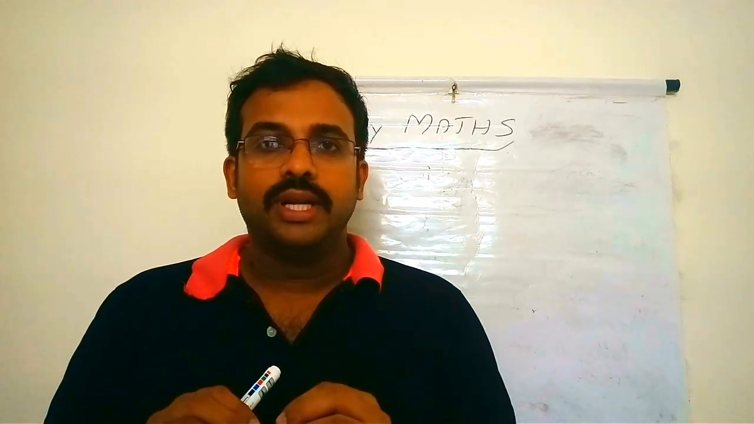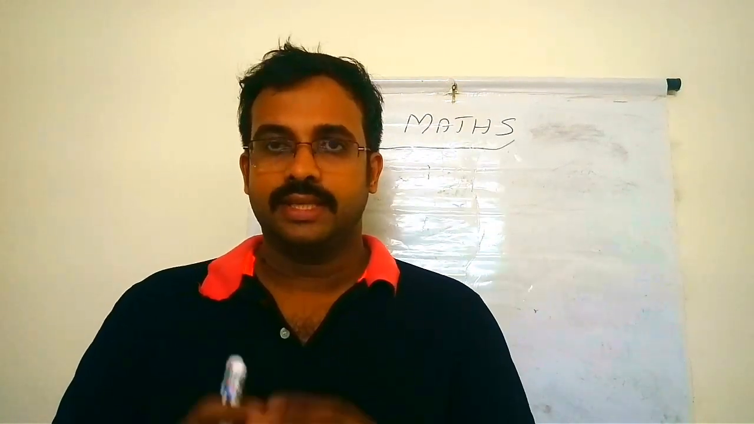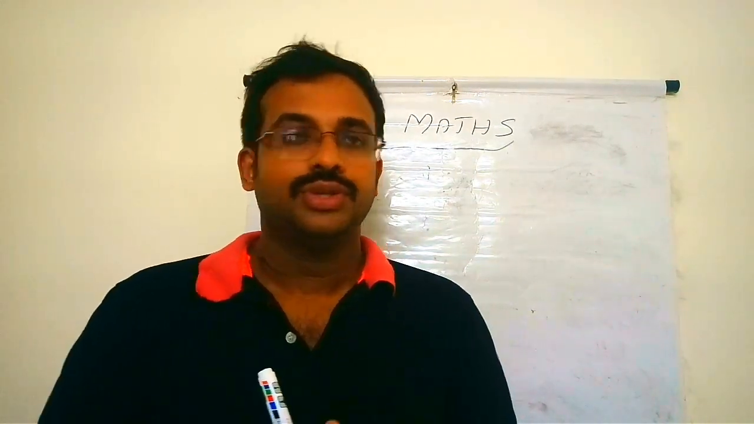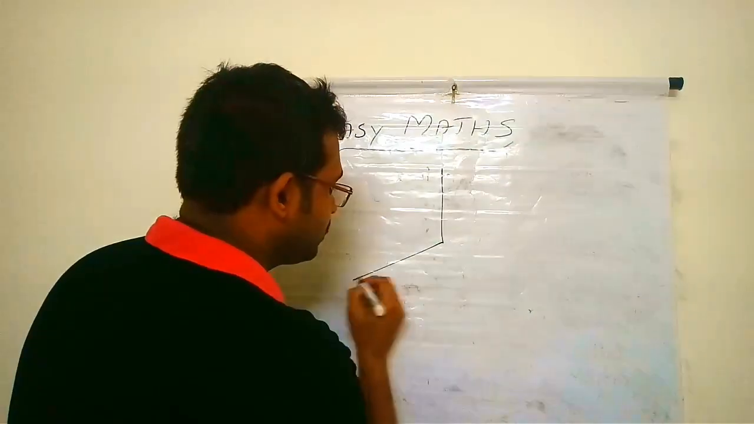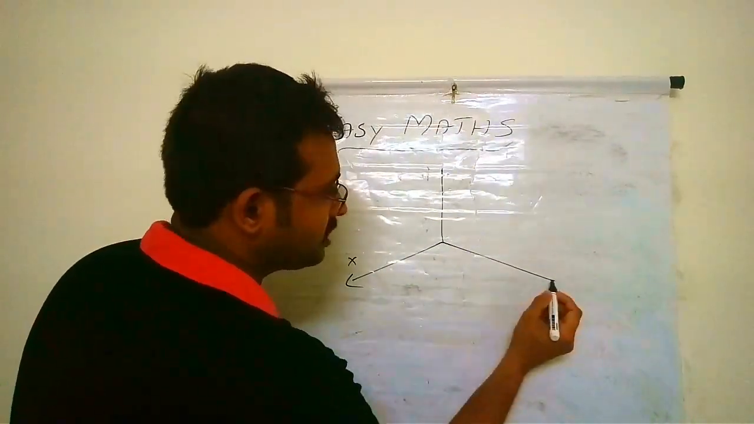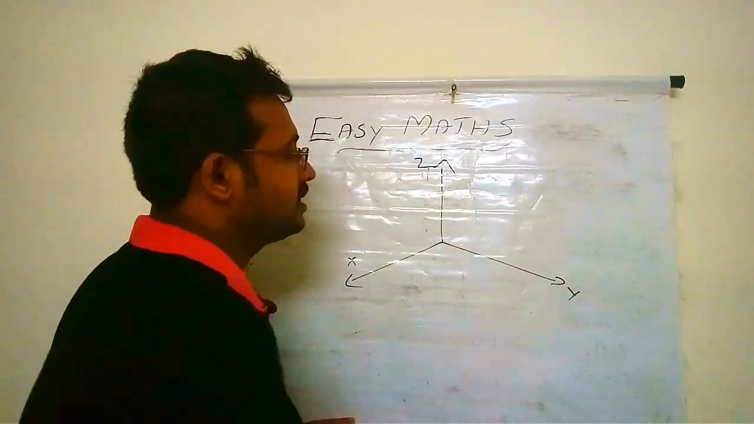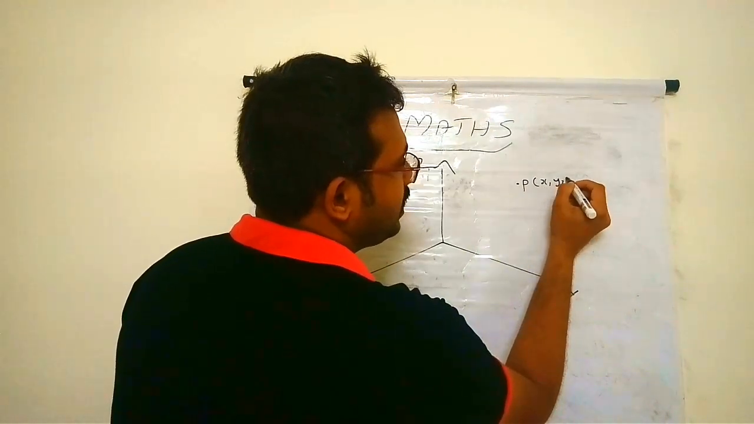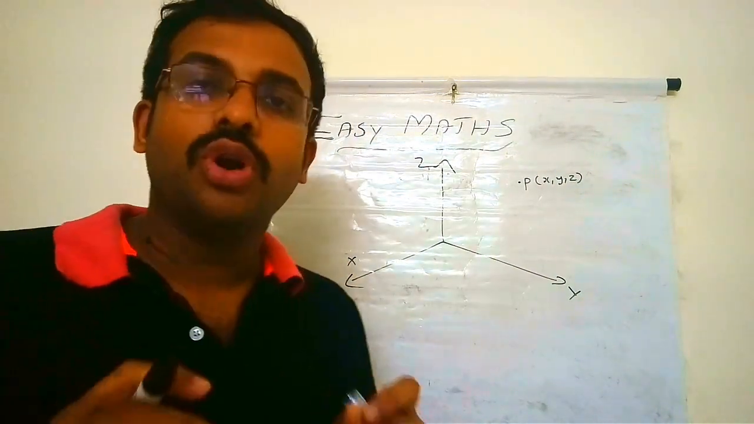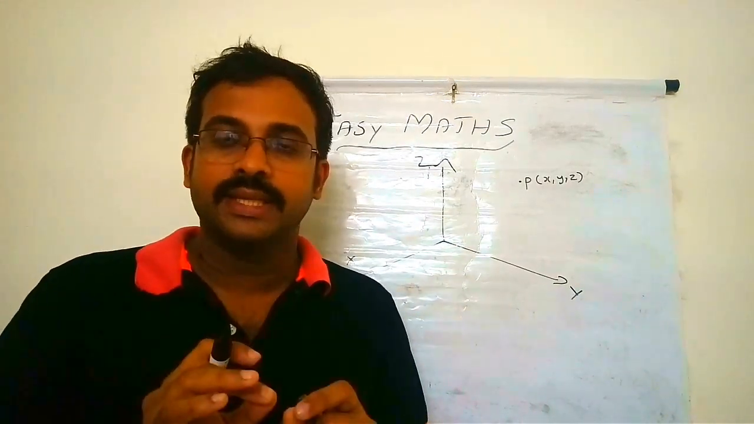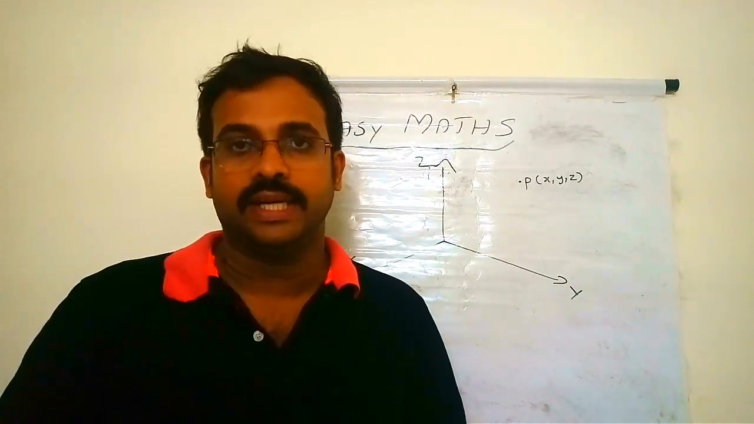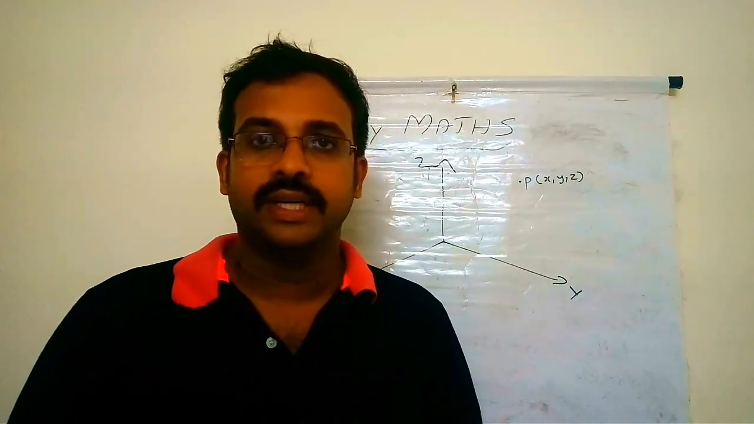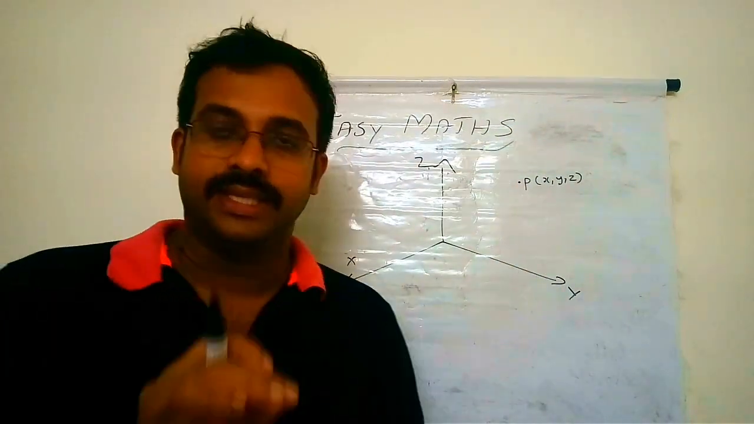Next, one very important vector that we want to discuss in this section is the position vector of a point. Suppose in 3D space with x-axis, y-axis, z-axis, you are given a point P(x, y, z). Corresponding to every point in space we can consider a position vector. How can we find the position vector of this point P(x, y, z)?